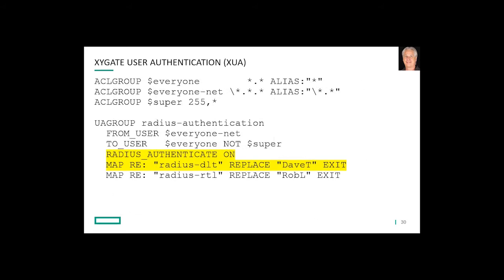This example shows the use of the RADIUS authenticate keyword to require members of the $everyone ACL group, except those who are also members of the $super ACL group, to log on using RADIUS. Here, the map keyword is used to simply replace a NonStop alias with the RADIUS username. If the NonStop alias is the same as the external authentication username, mapping is unnecessary.